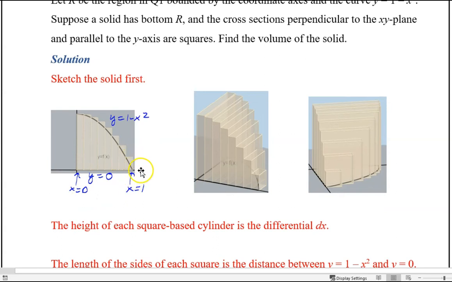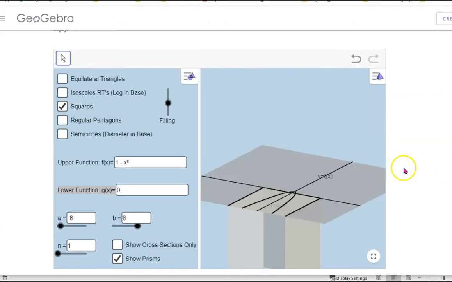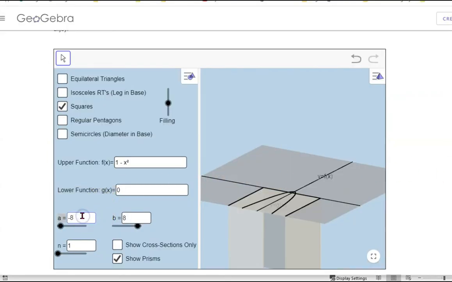This is where the parabola intersects the x-axis. This is where it intersects both the x and the y-axis at the origin. So we want A to be x equals 0 and B to be x equal 1. Come down here, you can either click or you can use the slider bar. I prefer to highlight and change, and that way I get exactly what I want. Now I've got it going from 0 to 1.